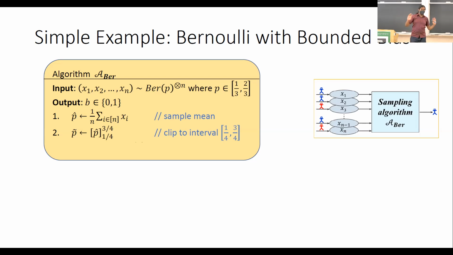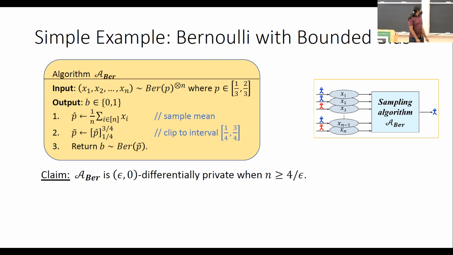You can call it truncation. There are lots of other synonyms that are used as well. And the specific 1/4, 3/4 are not important. We just need that the interval is larger than 1/3, 2/3. And finally, you just use this as your bias estimate and just release a sample from this distribution. And so the claim is that this is epsilon-differentially private when n is sufficiently large. This condition on n is not particularly important. If the sample size is too small, just ignore it and output something canonical, and you're still private in that setting. So this is only interesting when n is large.